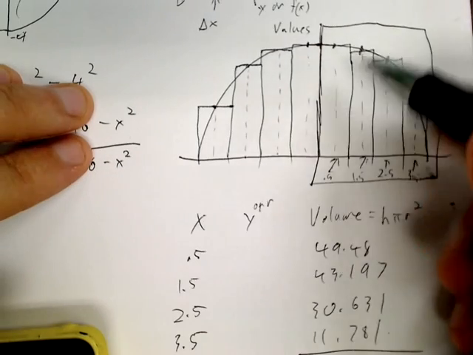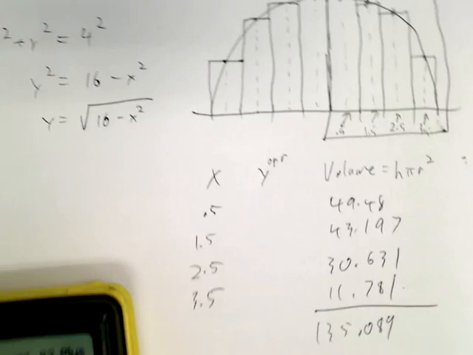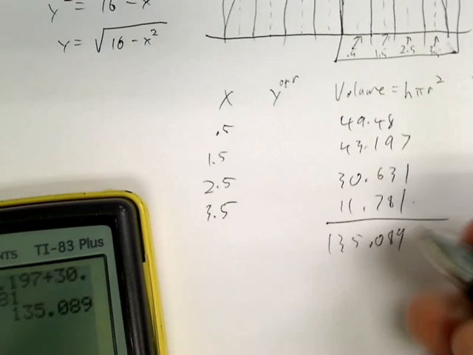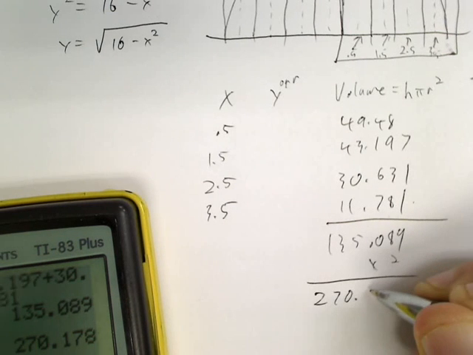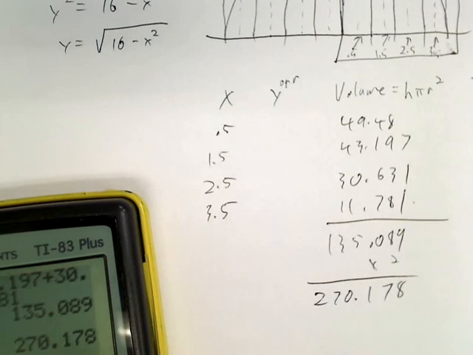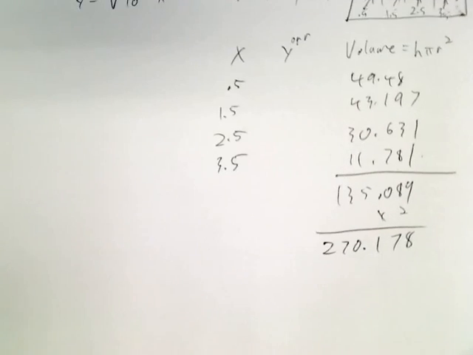But this is just half of the picture here, so we need this other half as well. So let's double this. Okay, take this number times 2. And let's do that by hand. Just kidding. Hit times 2. So 270.178. Okay, and let's see if this is anywhere near the actual value for the volume.